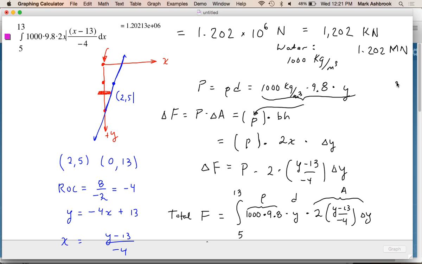Questions? Did anyone get it before I did it? Was anyone close? Everything was right, but the area? Yeah, in fact we went negative. You understand what the area is? 2x times delta y. Yeah, got it.